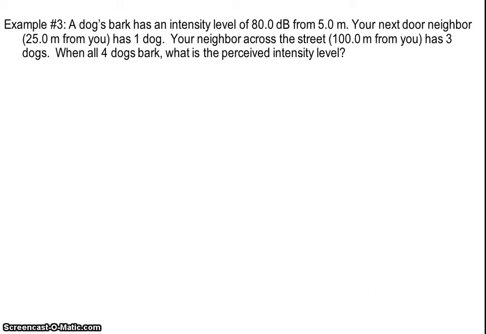Example 3. Here we have a dog's bark. Its intensity level is 80 decibels from 5 meters away. We have 4 dogs that are barking. One is from your neighbor that's 25 meters from you, and 3 are across the street at 100 meters from you. And we want to know what's the perceived intensity level when all 4 of these dogs are barking.